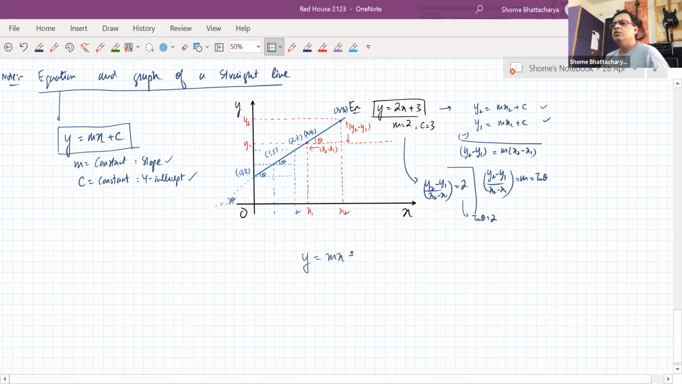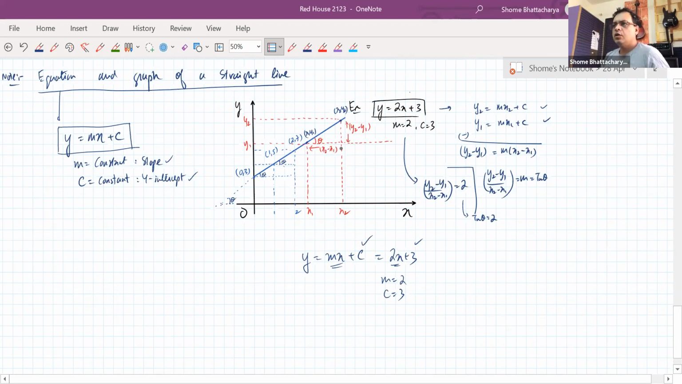Yes, sir. So y is equal to mx plus c. In this particular example, that is 2x plus 3. So what is the coefficient of x? It's 2. So m is equal to 2. Right? And what is the independent constant term? It's 3. So c is equal to 3. Is it clear now?